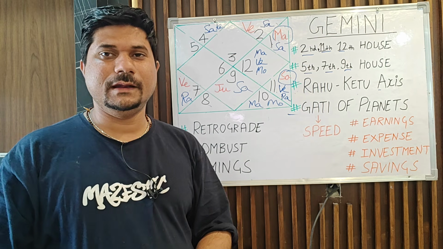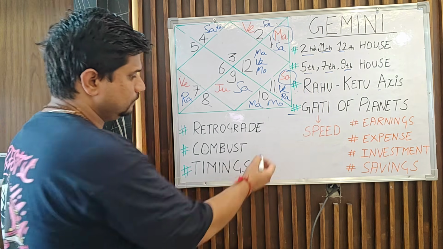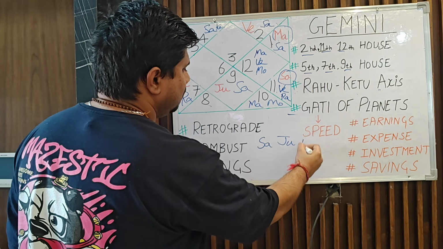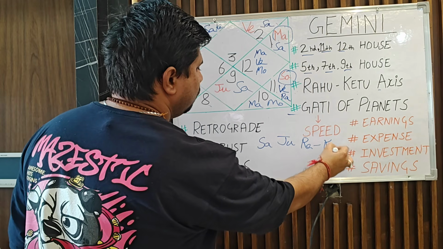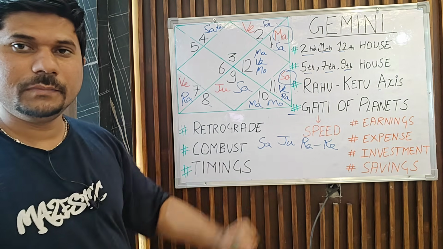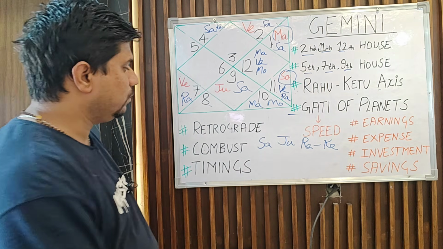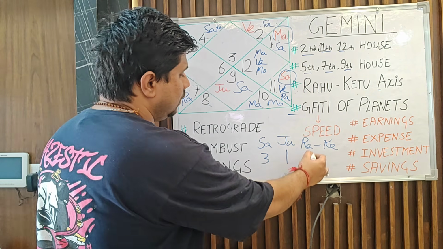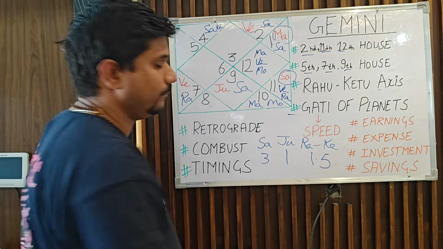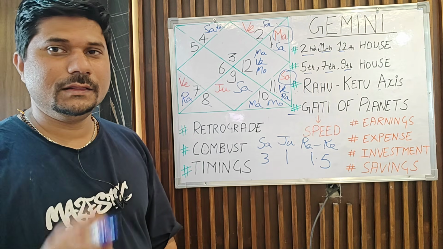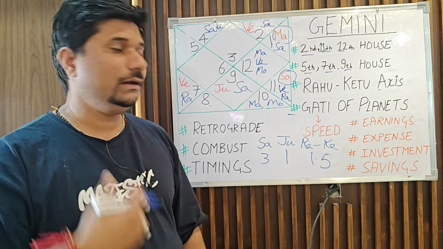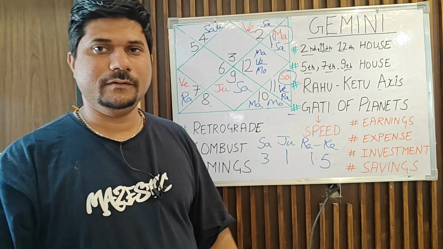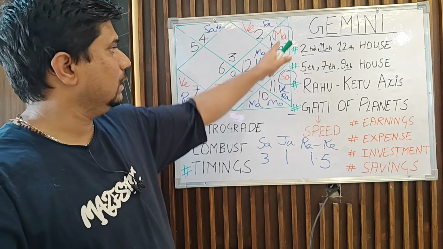Whereas the slow moving planets are Saturn, Jupiter, Rahu and Ketu axis. These are slow moving planets. Saturn takes nearly 2.5 to 3 years to stay in one zodiac sign. Jupiter takes 1 year, Rahu and Ketu axis take 1.5 years. Now understand one thing. If you want to understand how rapidly I'm going to create earnings in my life, it is not only dependent on the 11th house lord here.